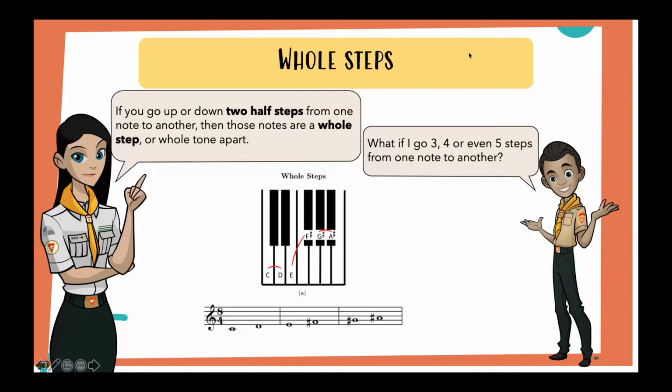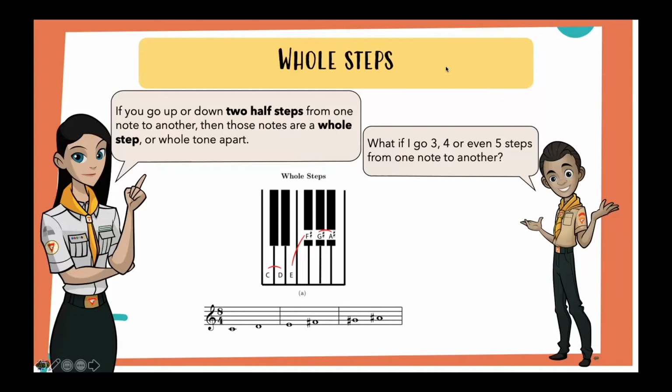We have lots more questions, and actually our Pathfinder here is asking, what if I want to go 3, 4, or even 5 steps from one note to another? Oh my goodness, things are getting complicated now. We saw a half step, a whole step, and now he wants to go 3, 4, and even 5 steps from one note to another. I think you guys are like this Pathfinder here who wants to know everything, right? So let's see if I can answer that.